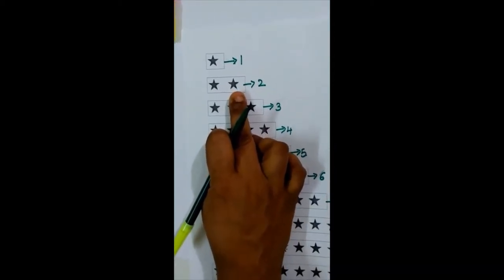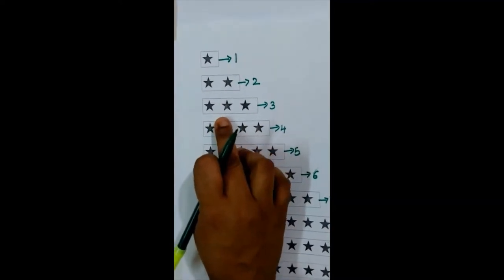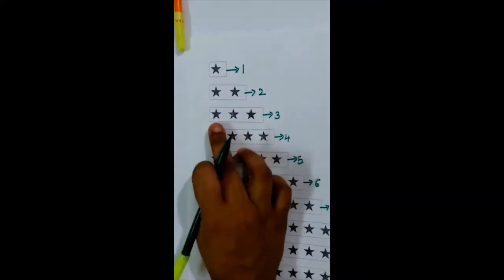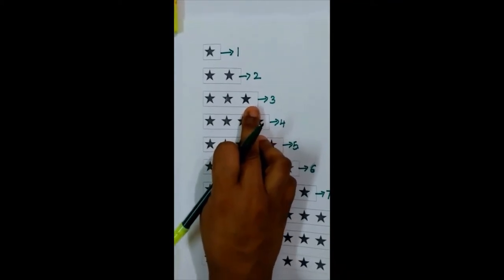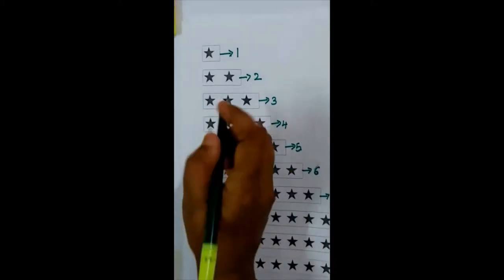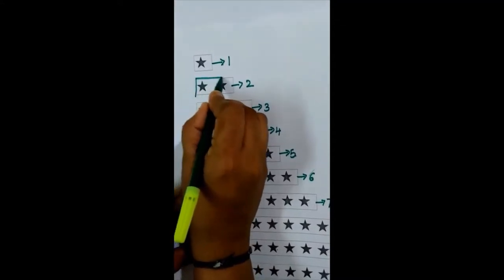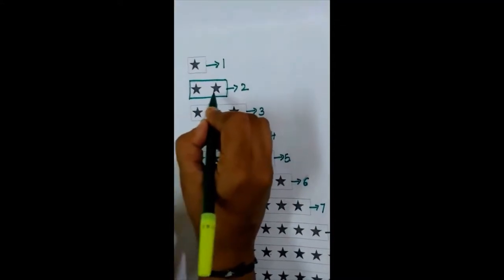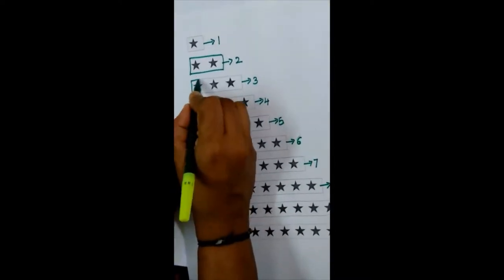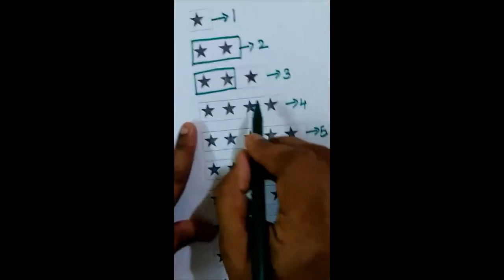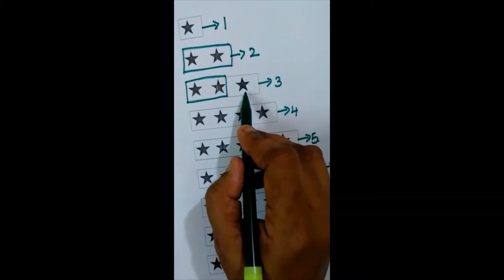Now, let us see the third group here. The third group has how many figures? One, two, three. So, how many pairs can you make in the third group? Here we can make only one pair. One object is left over.